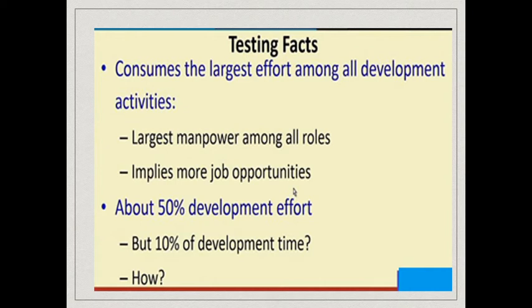But testing is done towards the end of the development life cycle. Only 10% of the development time is typically taken to carry out the testing. But how is 50% of the development effort spent in 10% of the development time? The answer is that there is a lot of parallelism in testing. Many testers can carry out the work at the same time. Different parts, different tests, they can execute different test cases and so on.